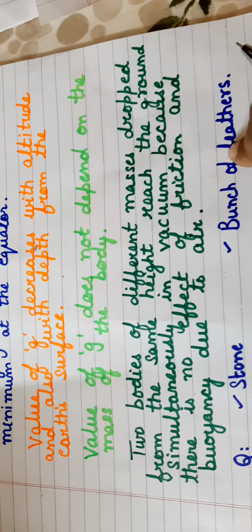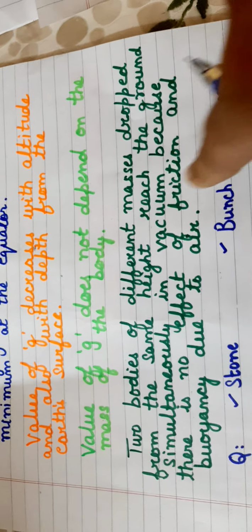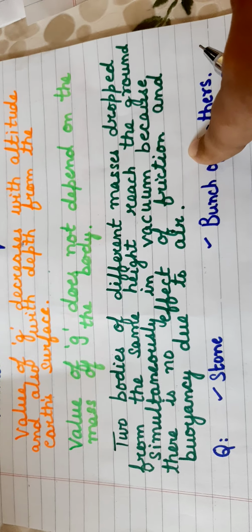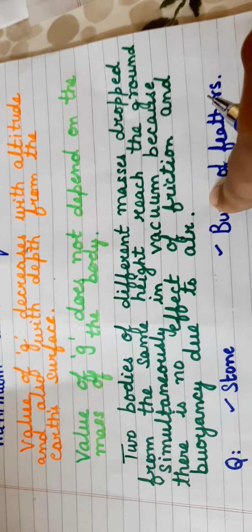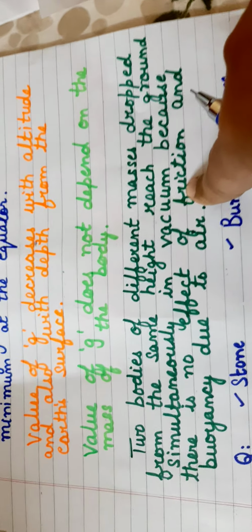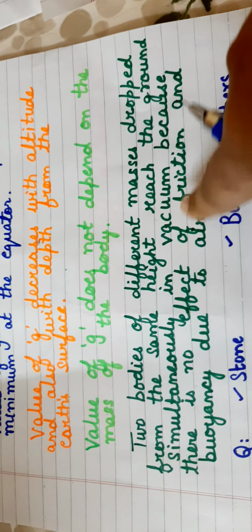Why so? Because in vacuum there is no air. And if there is no air, what is going to happen? There will be no friction with the air, and also there will be no buoyant force of the air acting on the objects to restrict their motion.